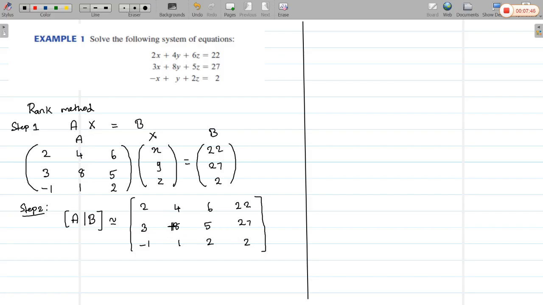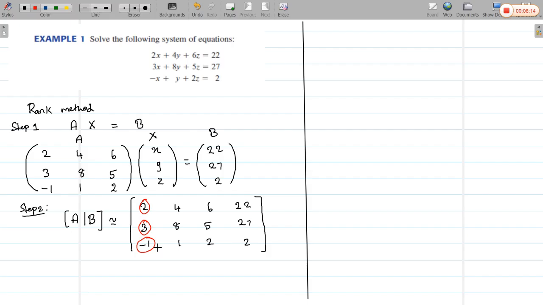So I will try to make it first as an upper triangular matrix, and then I will try to reduce as much as possible if there is a chance. Is it okay? Now, according to the row echelon method, first step, we change the first column elements as 1, 1, 1.